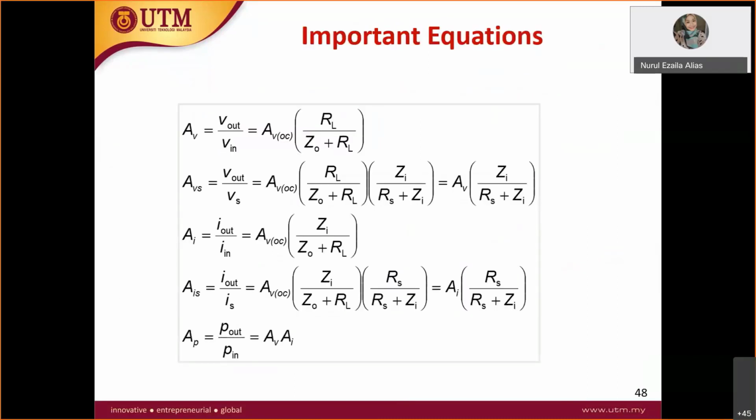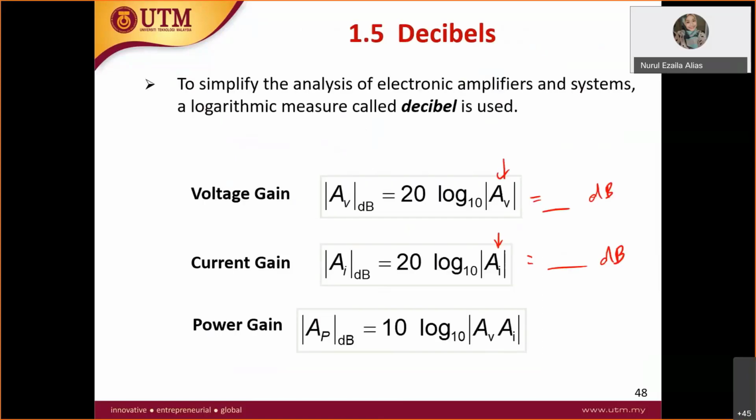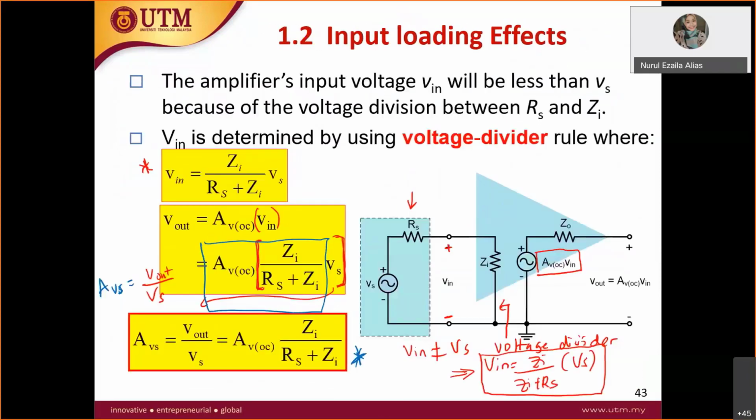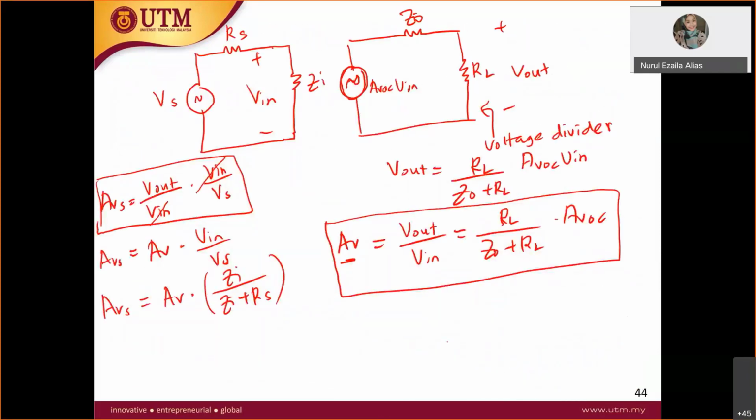So these are the important equations. I do not suggest you memorize these formulas, because you can actually derive them. It is simple: just use the voltage divider rule at the input and the voltage divider rule at the output, and you rearrange the equation by knowing what your objective is.